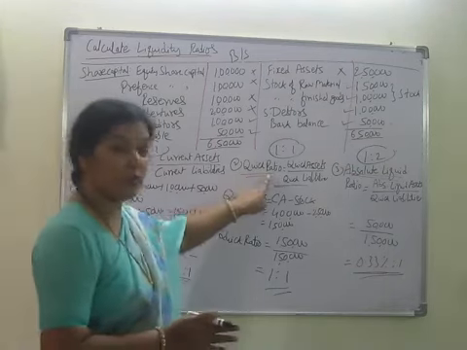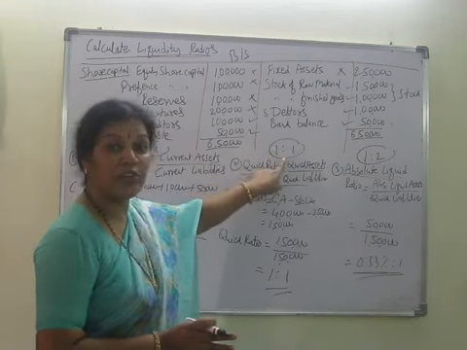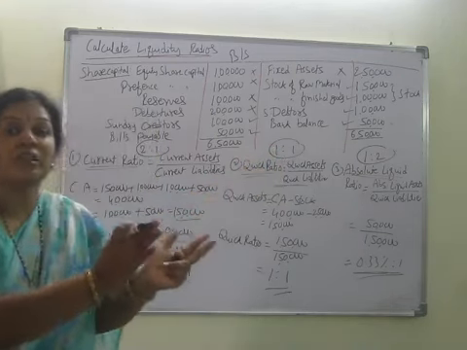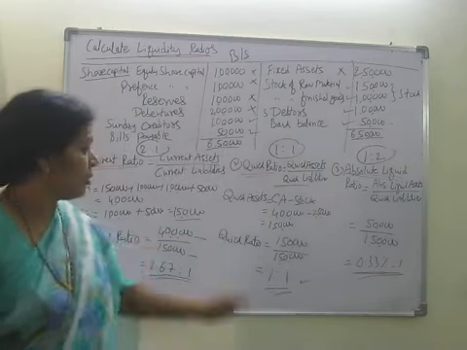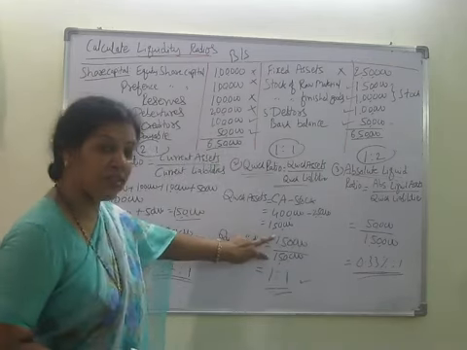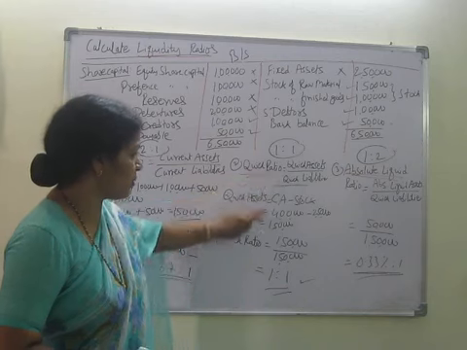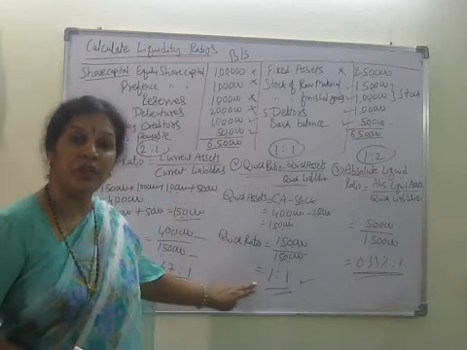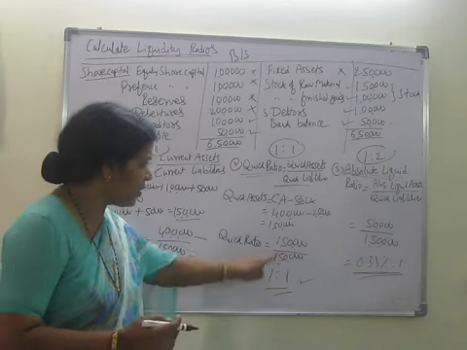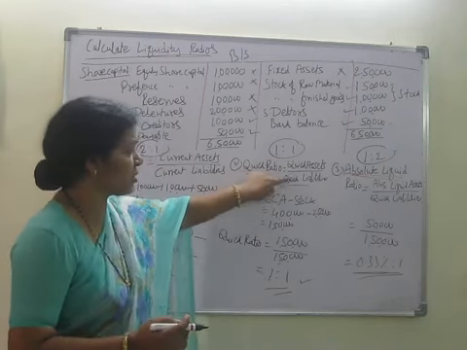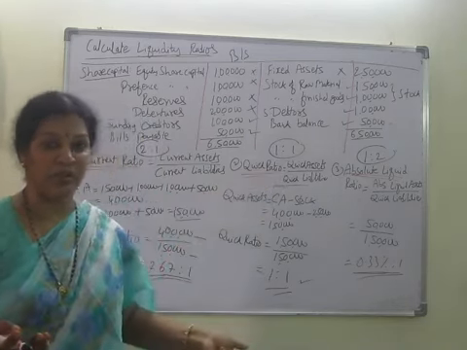Second one is the quick ratio. What is the ideal ratio? 1:1. It should be at least equal. Exactly, we got the answer 1:1. Both are equal, quick assets and quick liabilities. So this is also recommendable. Or otherwise, if you get anything more than this, that is also recommendable.